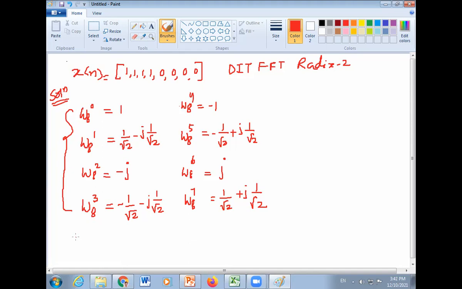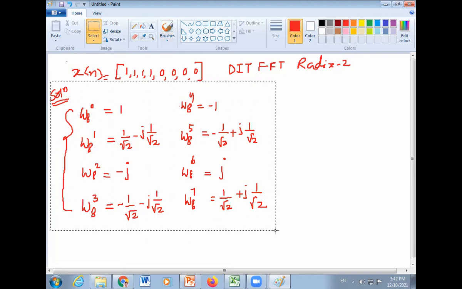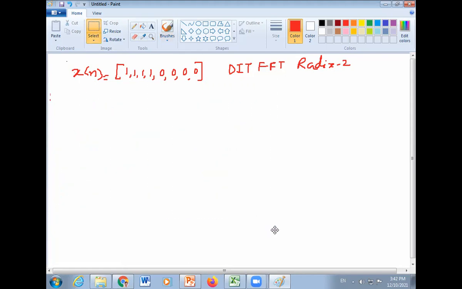Understood? Yes or no? Yes, sir. Now let us write down the diagram, right? So let us write down the diagram for this.